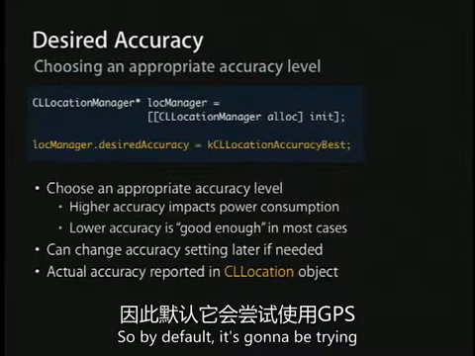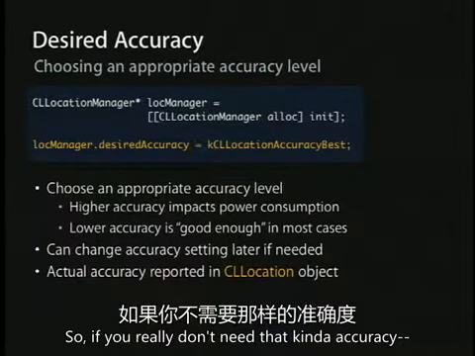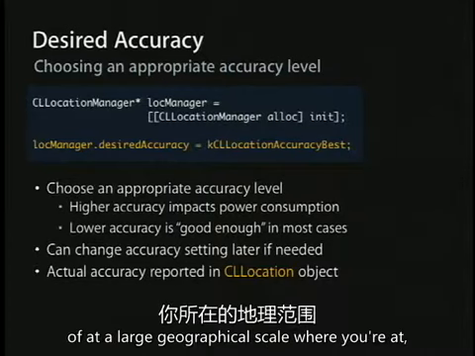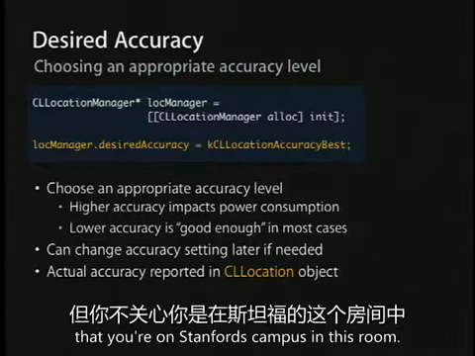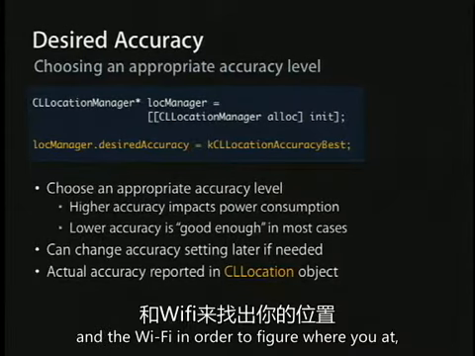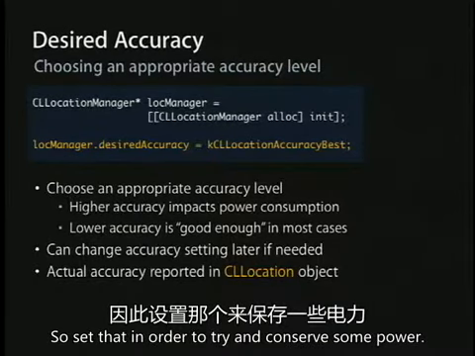So by default, it's going to be trying to use GPS if it's available. So if you really don't need that kind of accuracy, like if you're doing a weather app that just needs to know at a large geographical scale where you're at, you just want to know you're in the Bay Area, but you don't care that you're on Stanford's campus in this room, you might want to scale that down a little bit so that the phone won't end up having to start up the GPS and the Wi-Fi in order to figure out where you're at. It can just use the cell tower. So set that in order to try and conserve some power.